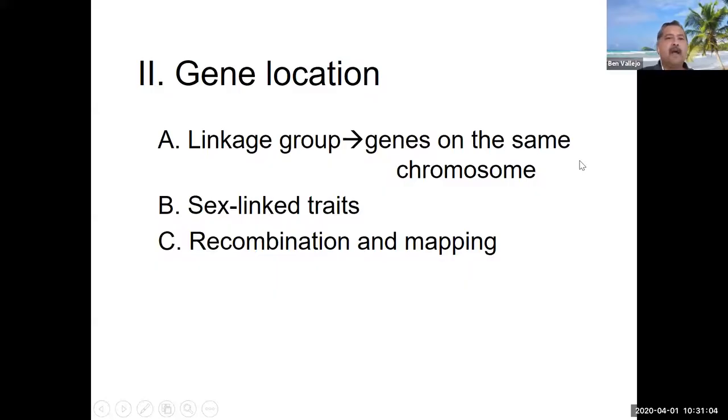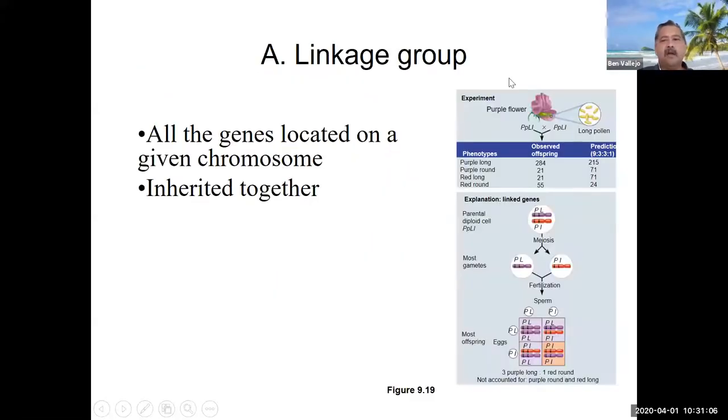All right. The main part of this talk has to do with gene locations on the same chromosome. That's called a linkage group. All the genes located on a given chromosome are inherited together, so that's why we call it a linkage group. Wherever gene P goes, gene L will go. Why? They're on the same chromosome, so they're going to be inherited together.